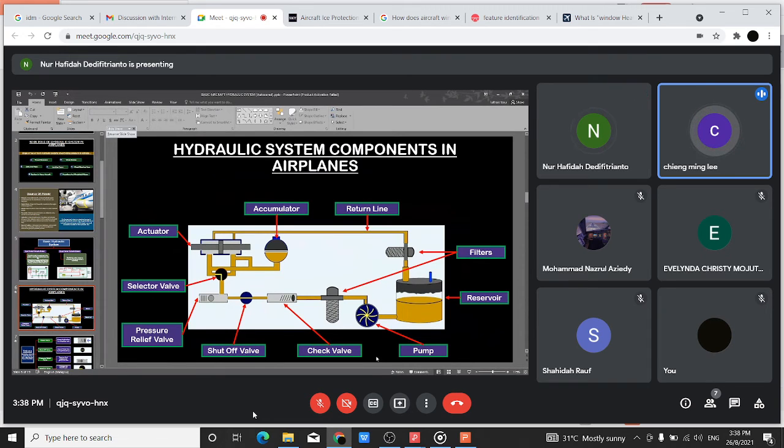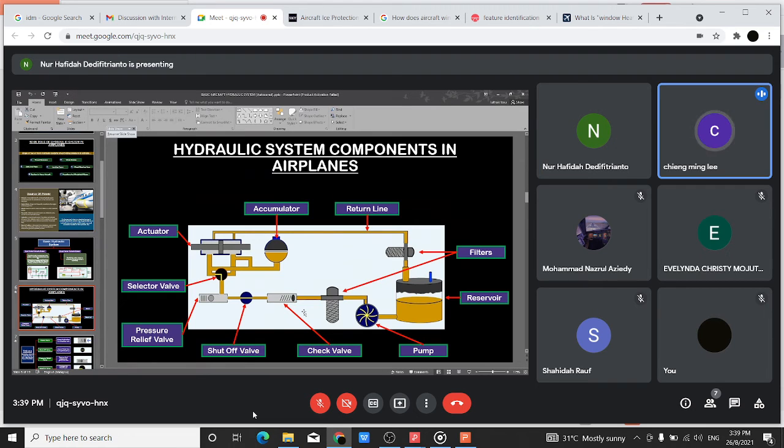See here you have a filter. So what's the function of this filter? This filter is to filter the fluid that comes from the reservoir, because we are not sure whether the fluid from here is actually clean or not. Because sometimes we replace the fluid in there. So just in case there are some foreign particles going through here, it prevents the impurities from blocking the line.